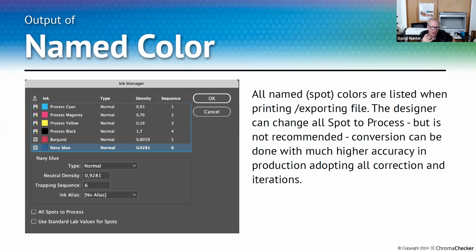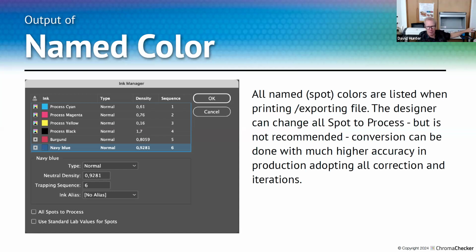Now, when you're outputting your Adobe or Creative files as a PDF, there's always the option, if you look at the bottom left-hand corner, all spots to process. Don't click on that. The majority of the time, you do not want to click on that, because the second you do, all your name colors will get blended with process.